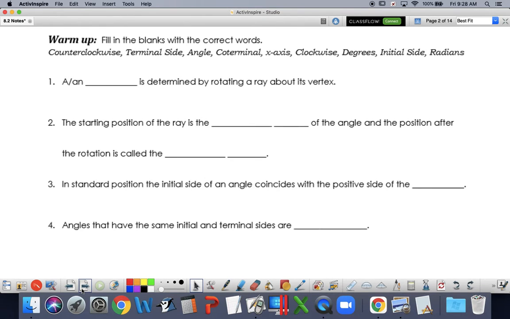The first part of this lesson has just some vocabulary terms. Some of these terms you may have heard before, and some maybe you have never seen before. So let's go through and make sure we know what all of these terms mean.